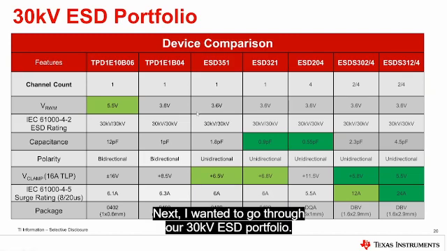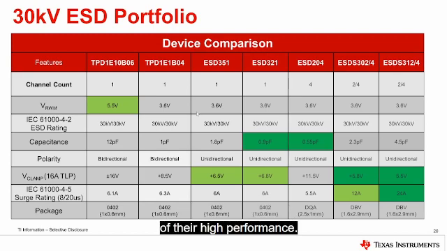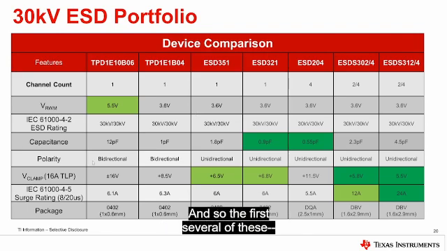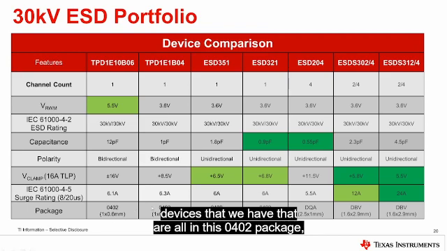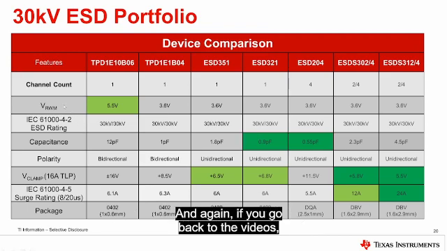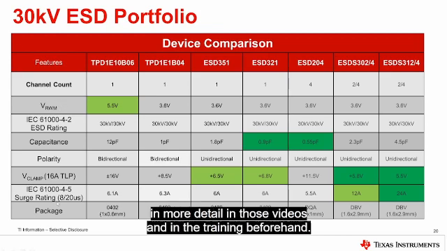Next, I wanted to go through our 30 kV ESD portfolio. These are just parts that are differentiated because of their high performance. The first 4 of these are single channel devices that we have, all in this 0402 package, and they each serve a different need. Again, if you go back to the videos, each of these specifications is explained in more detail in those videos and in the training beforehand.